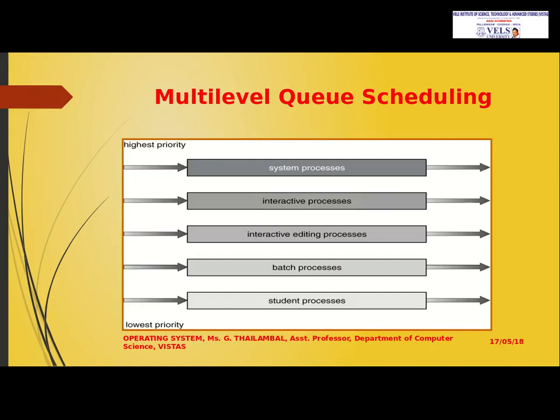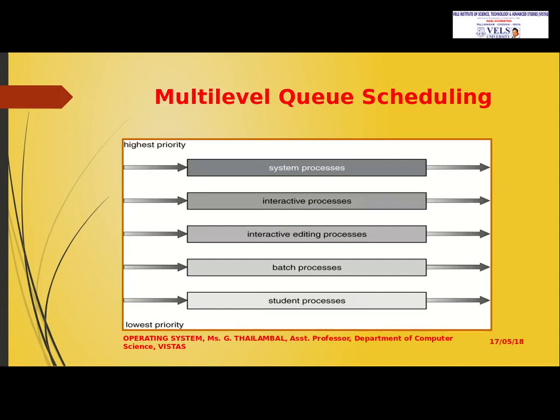System process is there. Interactive process is where the user is going to give some input and take the output. Those processes are called interactive processes, like railway reservation, airline reservation, all online things come under interactive process. And interactive editing process: suppose you have a chance to edit the values in the process, then it comes under interactive editing process. Batch process is a group of similar processes grouped together. Those processes are called batch processes.